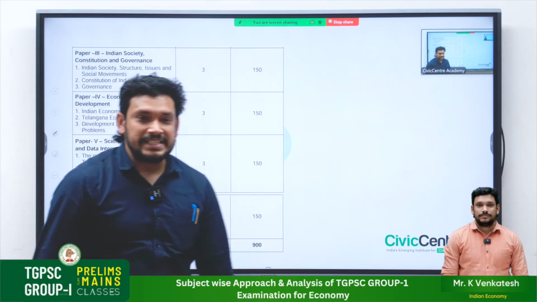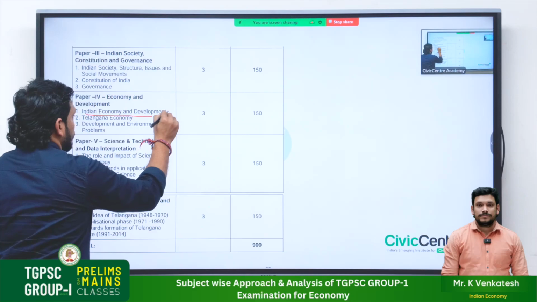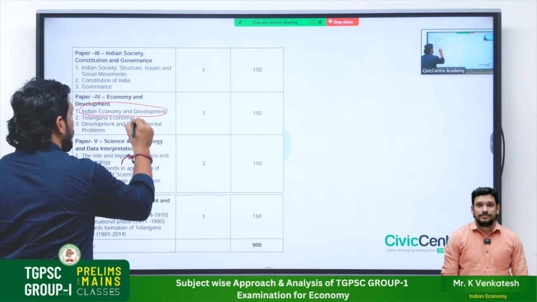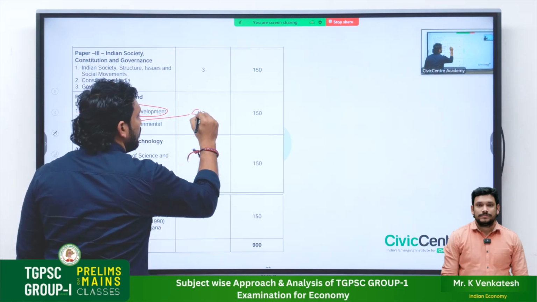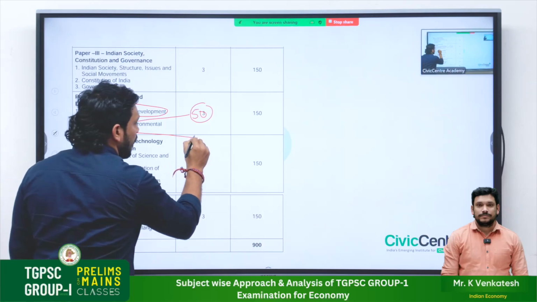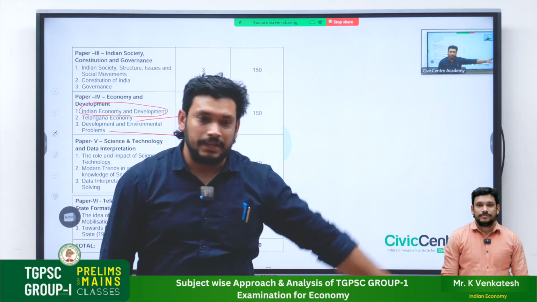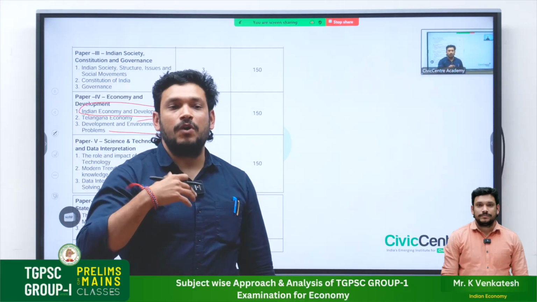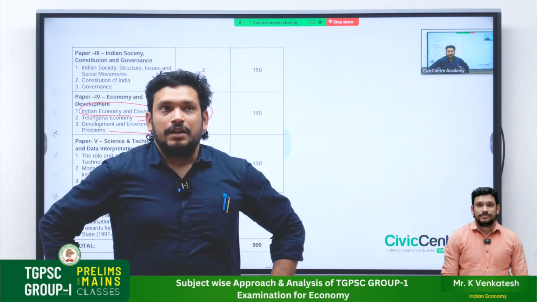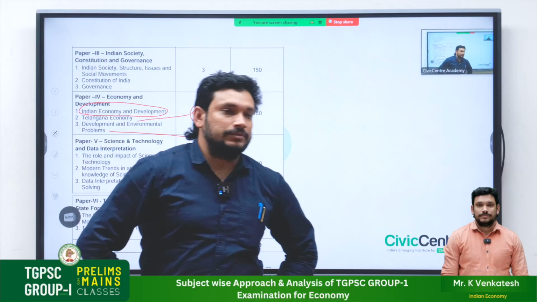What are the sections in economy? First, Indian economy and development. Then we have 50 marks of Telangana economy. Then we have development and environmental problems, where the environmental perspective of economy will be there. Okay. Now I want you to tell an answer: whether economic development is important or environmental protection is important.